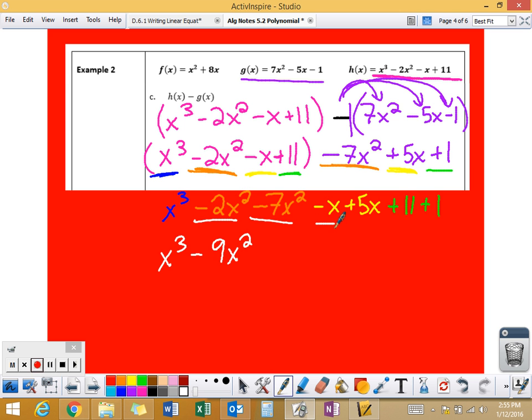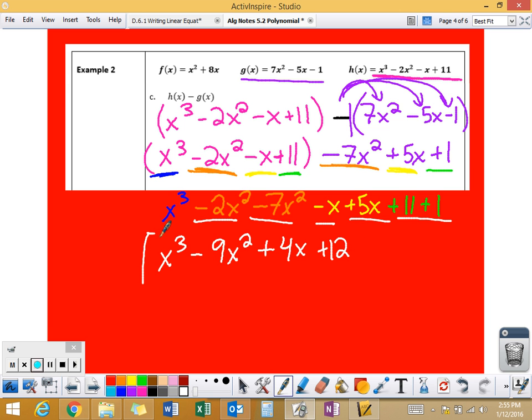Then we have negative x plus 5 is positive 4x. And lastly, 11 plus 1, positive 12. All of these are separate things. We have the 12, which is a constant, the 4x, which is the regular bag of Doritos. We have the x squared terms, which is the family size. Then we get the x to the third, which is something even bigger than that. All of these are different because they have different powers on their x's.